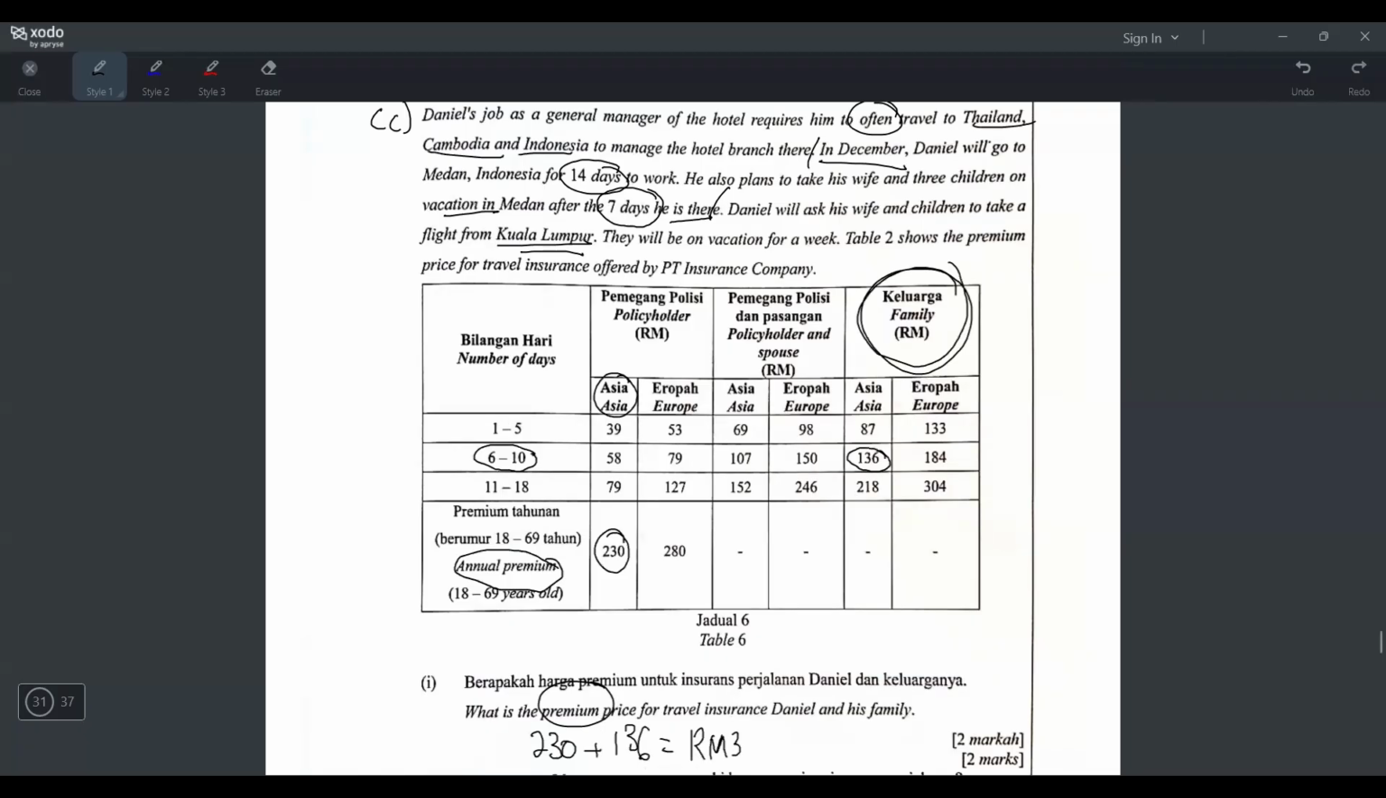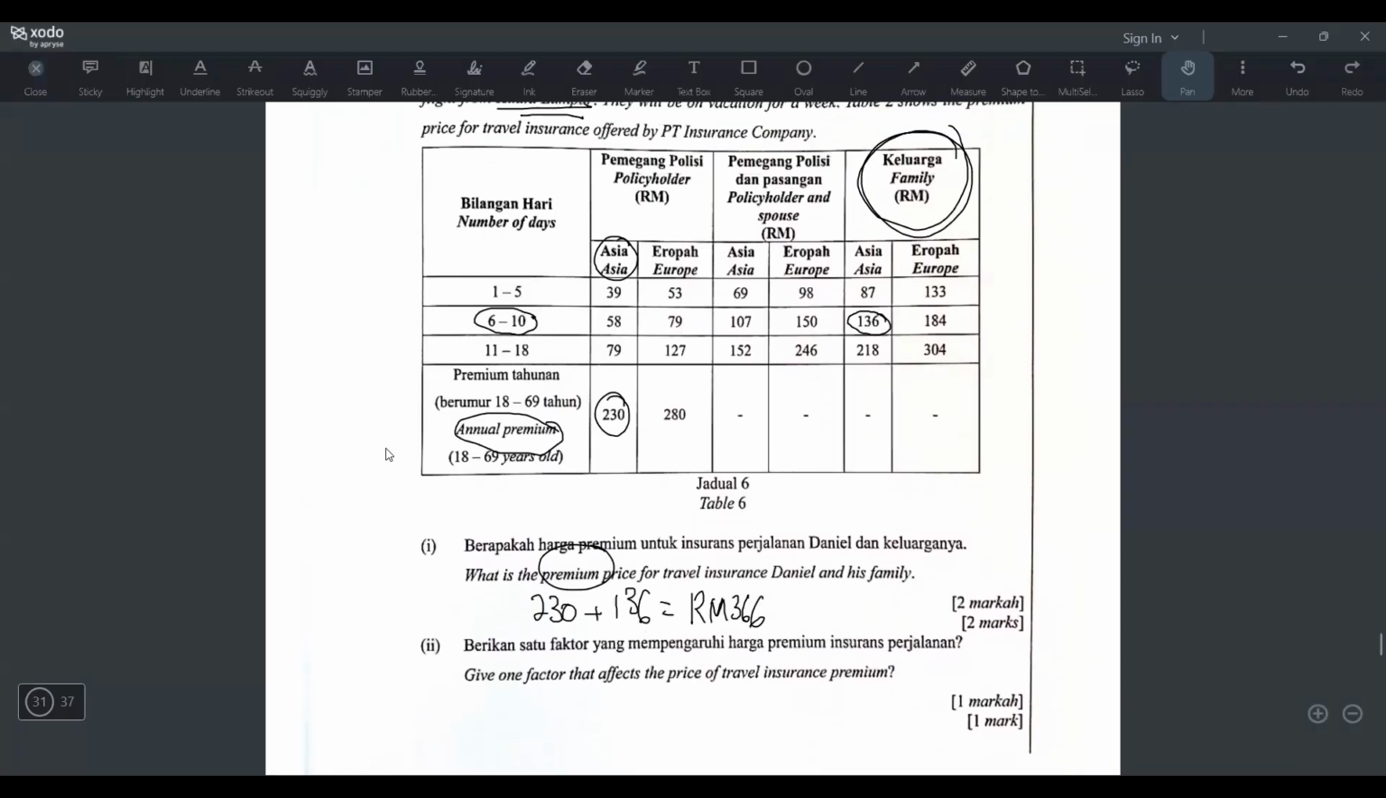I'll write RM here. Okay, so hope you understand my explanation. All right, now what we do for our B number two.